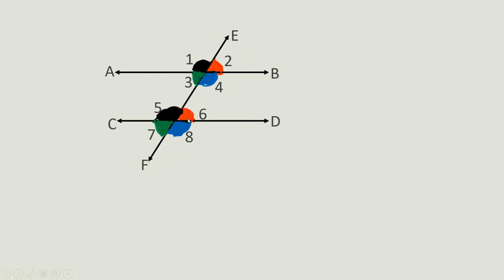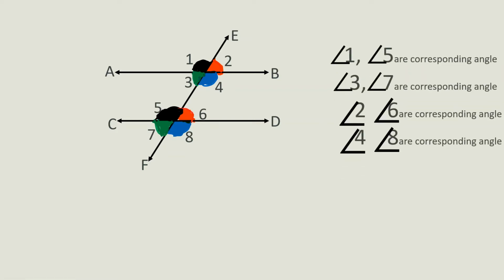Angle 2 and angle 6 are corresponding angles because they are on the matching corner but on different vertices too. Angle 4 and angle 8 are corresponding angles, and angle 3 and angle 7 are corresponding angles. Now, let's see the properties of corresponding angles formed when transversal lines intersect non-parallel lines.